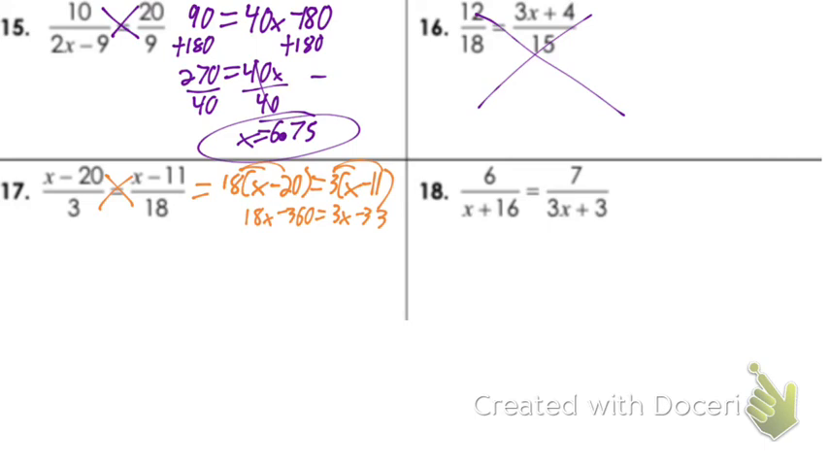So from here, okay, let's subtract 3x. This just turns into a regular algebra equation. 15x minus 360 is equal to negative 33. Yep, calculators are okay. Add 360.